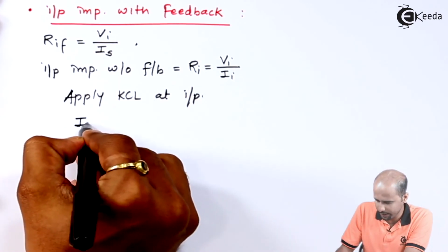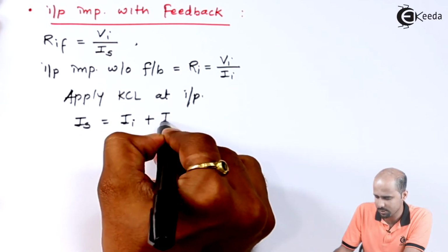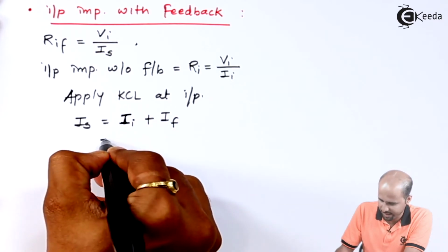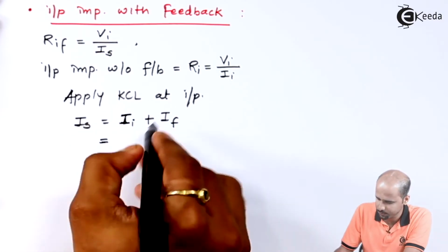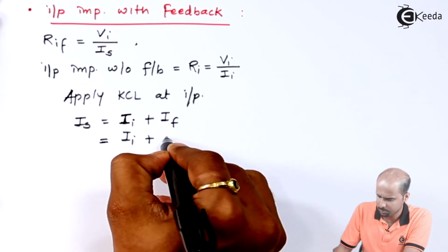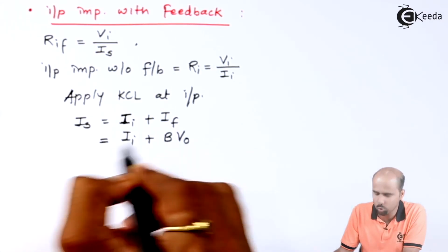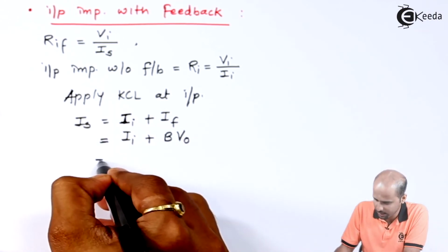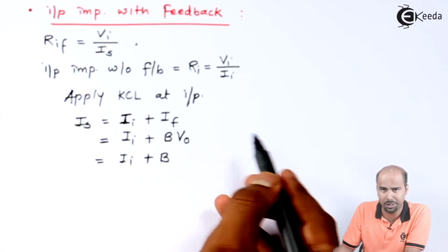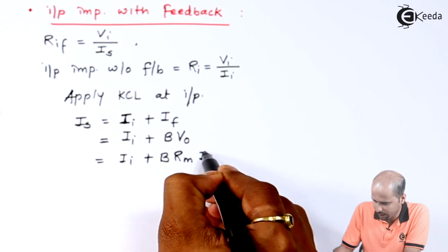So we will be getting Is is equal to Ii plus If. What's the value of If? If is B into Vo. So If is nothing but B into Vo. But what is Vo? I know that Vo is nothing but Rm into Ii. So Vo is nothing but Rm into Ii.